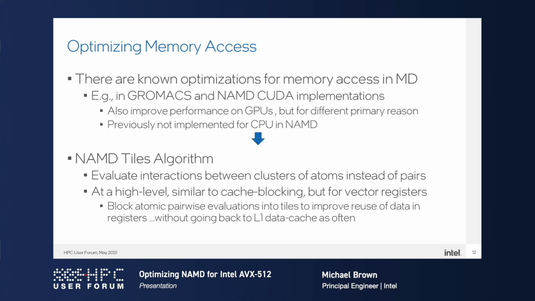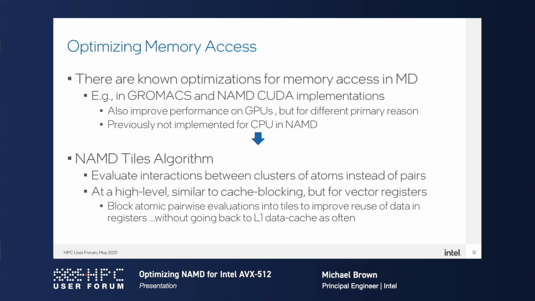There are known approaches to optimize for memory access in MD, and these are implemented, for example, in GROMACS and also the CUDA version for NAMD. These types of optimizations can also improve performance on GPUs, but for a different primary reason. However, these have not been previously implemented for the CPU in NAMD.